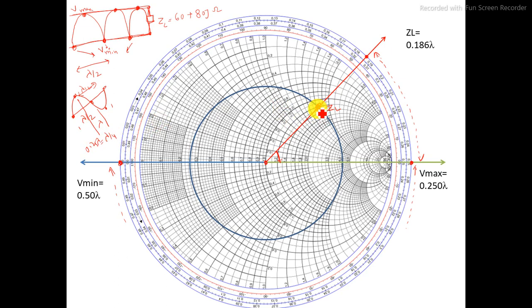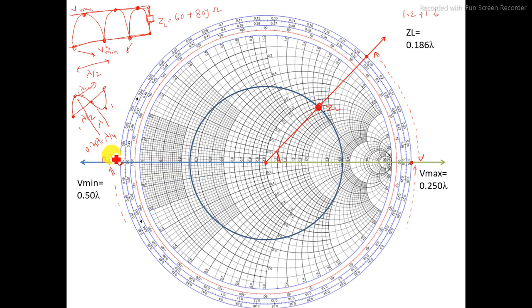So, how to calculate the V minima and V maxima point for this given load. The load was 1.2 plus 1.6, this point. What we have to do is, from the center line to this point, extend the line to the outer side and read the point here. These outer values are given in terms of lambda. So I will give you a recap.